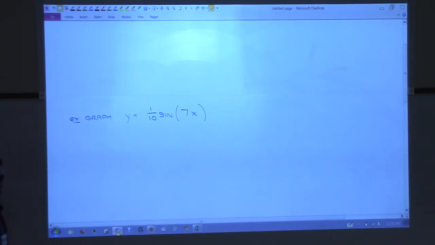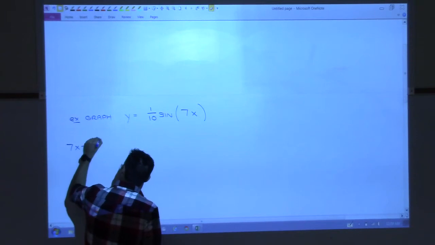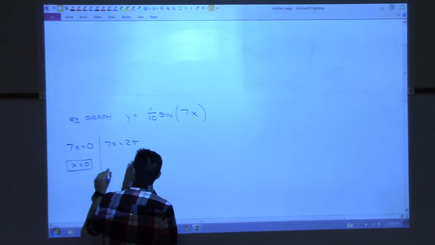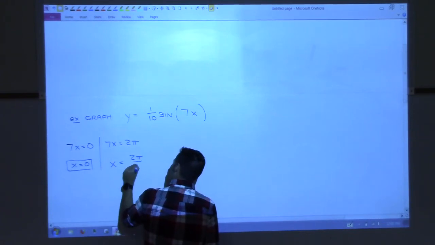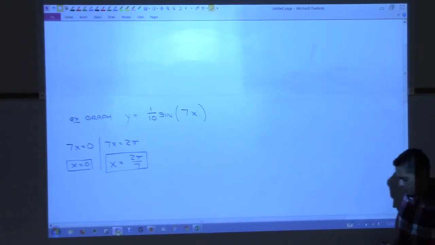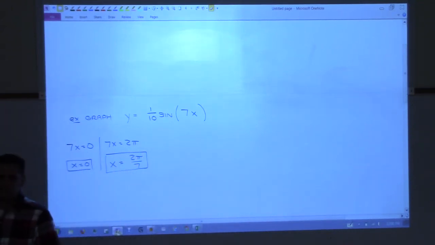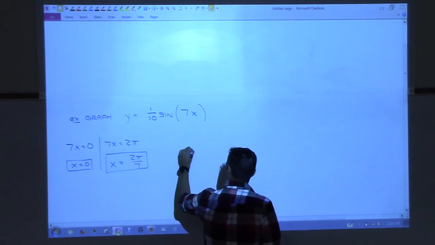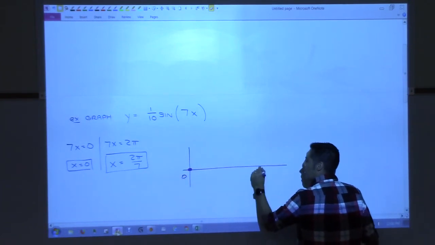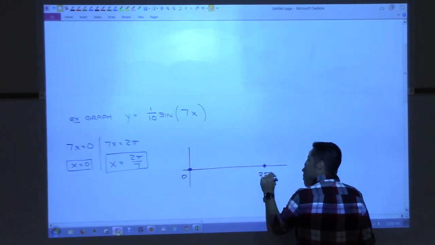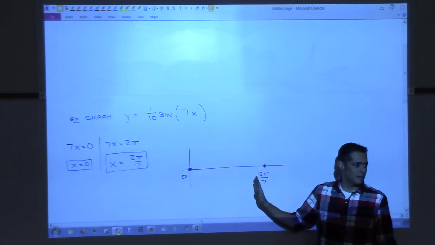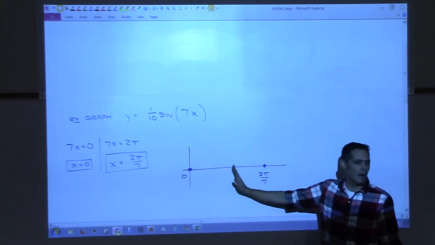What do I do first? Set the argument equal to 0 and 2 pi. First one is just 0. Second one, 2 pi over 7. Now I'm going to mark this x-intercept at 0, and I'm going to mark the other one here at 2 pi over 7. And notice I'm just giving myself enough space to draw my picture in here, right? I could put 2 pi over 7 out here. It doesn't matter where I put it.